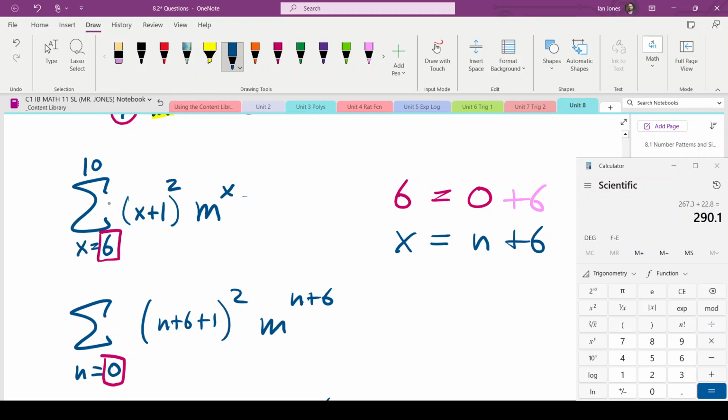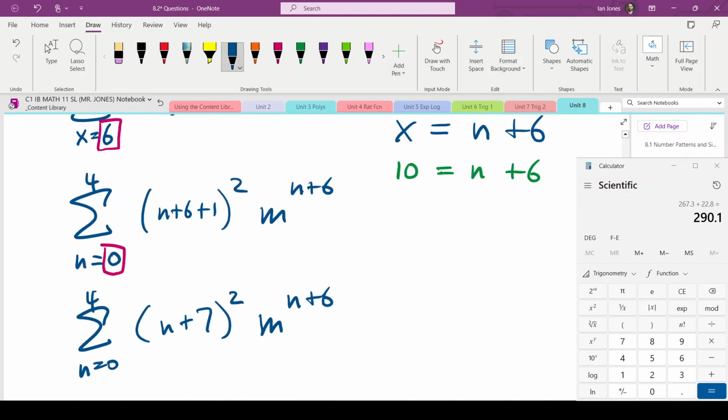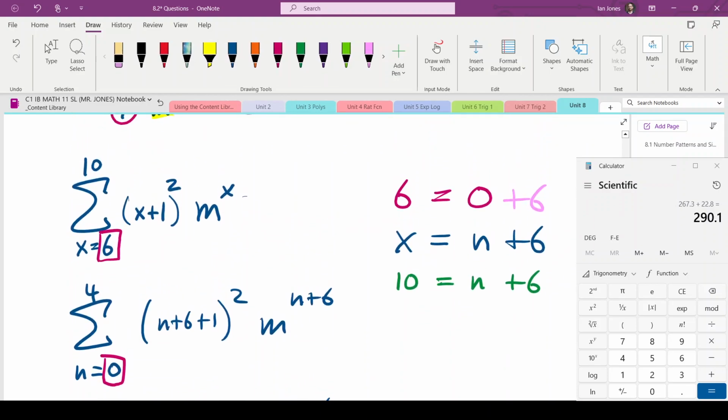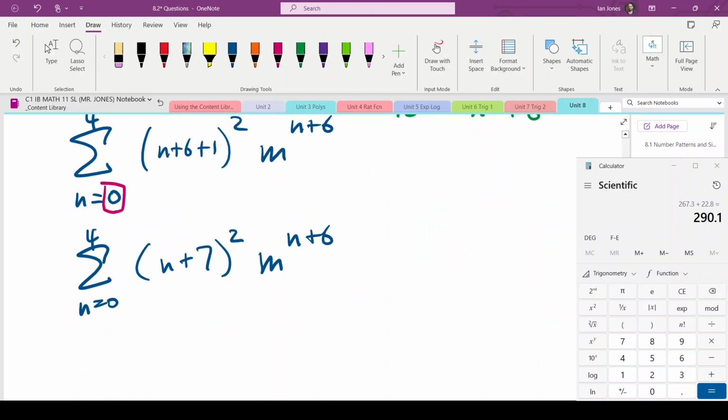And going to where? Well, x is 10 when we stop. So what does n have to be when we stop? Well, subtract 6 on both sides, 4. And another way to double check that is we have the same number of terms. 10 minus 6 plus 1 gives me 5 terms. 4 minus 0 plus 1 also gives me 5 terms. Okay, so that checks out.